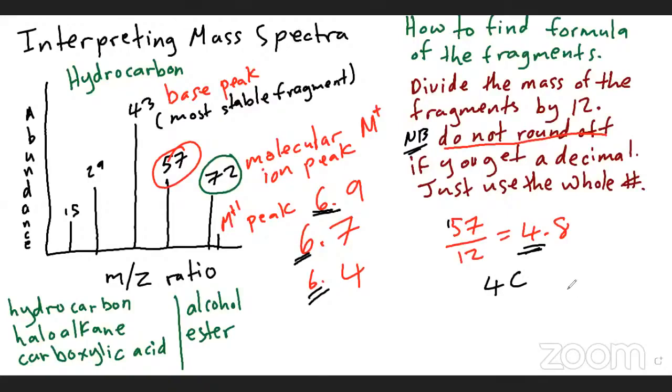All right, so that would be C4. Now, to get how many hydrogens for the fragment, just know that it is 1 less than the alkane. For example, C4, if it was an alkane, it would be C4H10, and it should be 1 less, so C4H9. But of course, you could just say 12 times 4, that is 48. 48 from 57, that would give you 9.